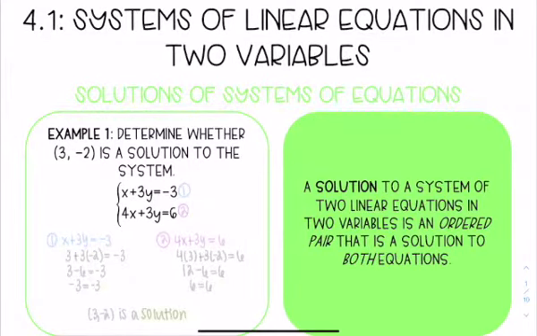In section 4.1, we talk about systems of linear equations in two variables. So the first thing is a solution to a system of two linear equations in two variables is just an ordered pair that is a solution to both equations. So let's go ahead and try this with example number 1.